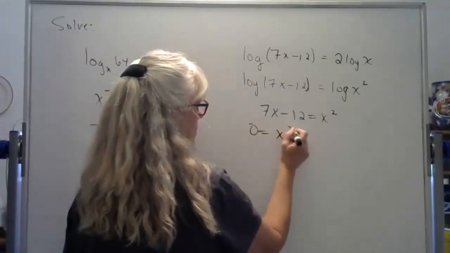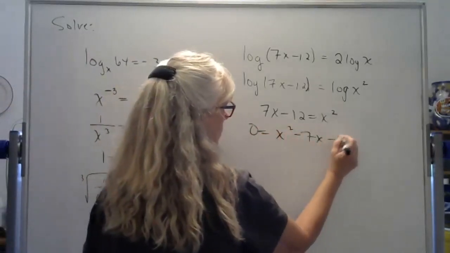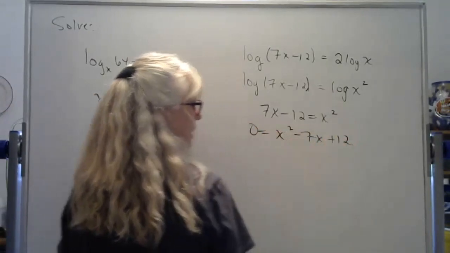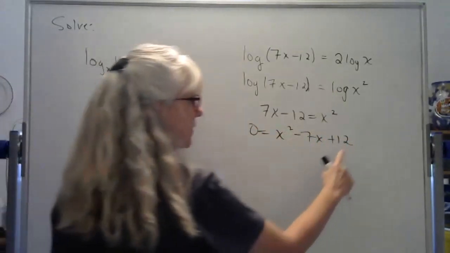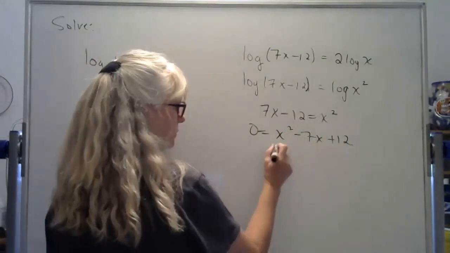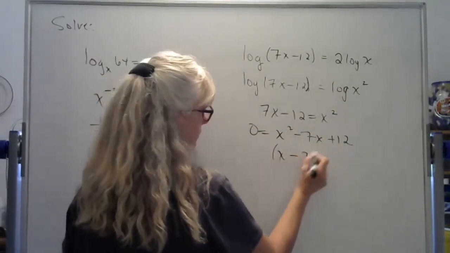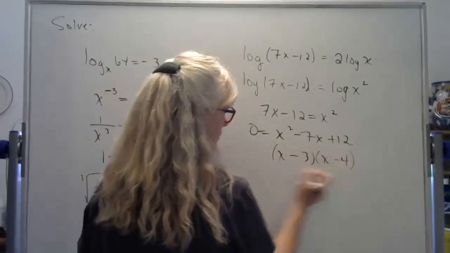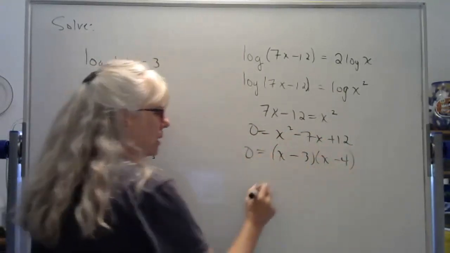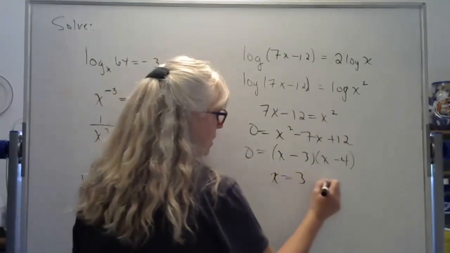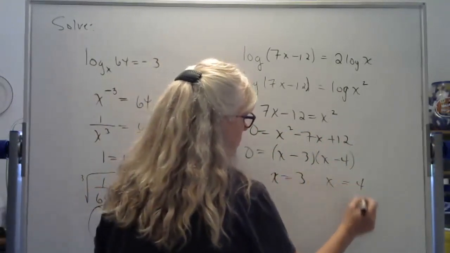So this is x squared minus 7x plus 12. Make sure you do your arithmetic correctly. Okay, we're looking for factors of 12 that add to 7. So x minus 3 and x minus 4. So we get x equals 3 and x equals 4.